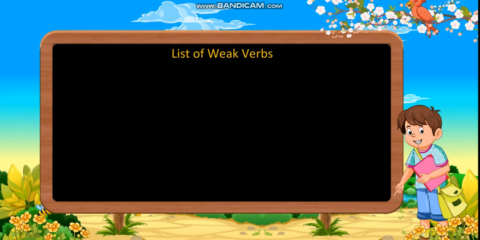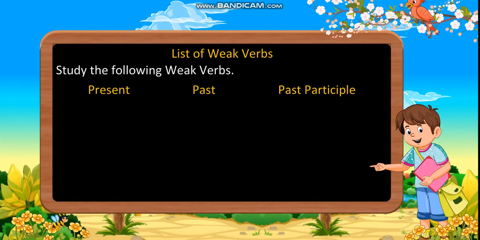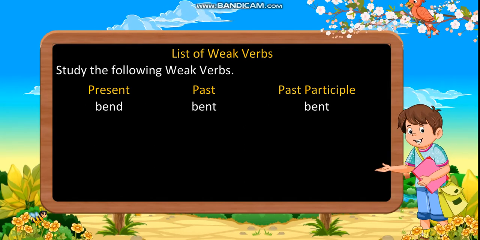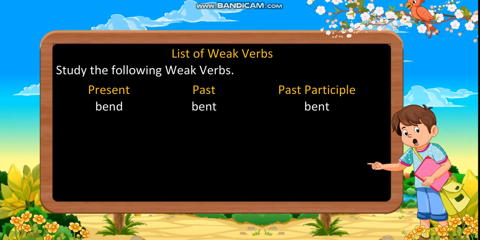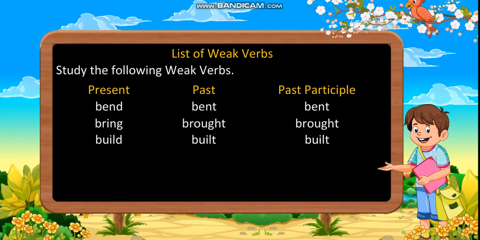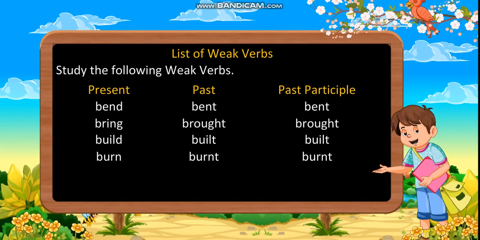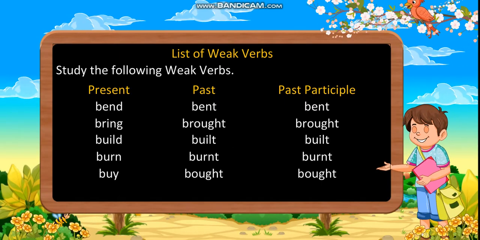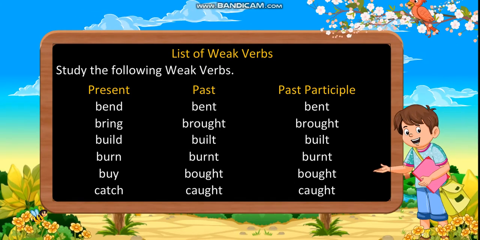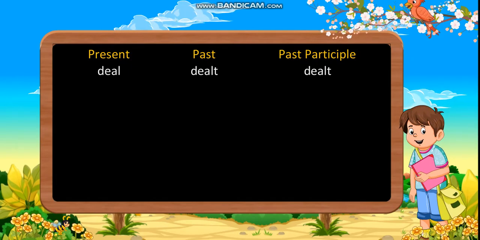List of weak verbs. Study the following weak verbs. Present, past, past participle. Bend, bent, bent. Bring, brought, brought. Build, built, built. Burn, burnt, burnt. Buy, bought, bought. Catch, caught, caught. Deal, dealt, dealt.